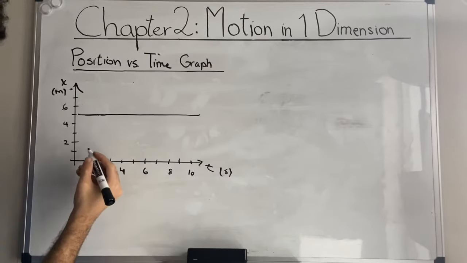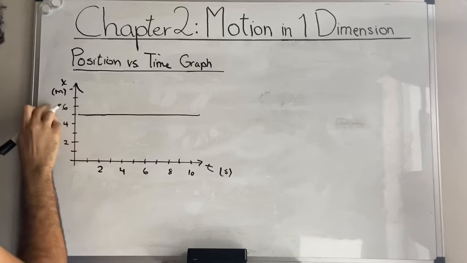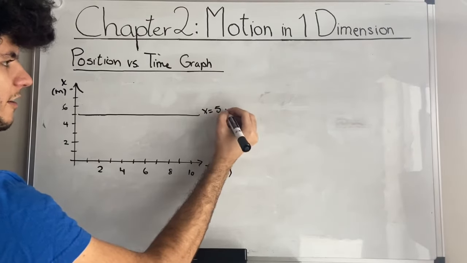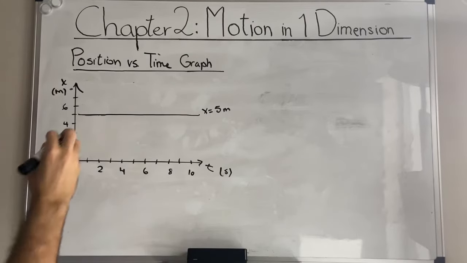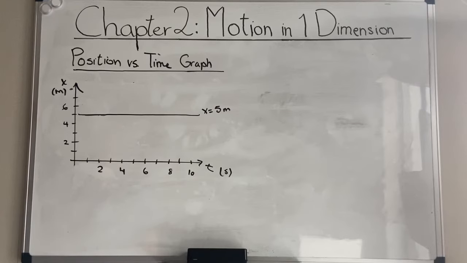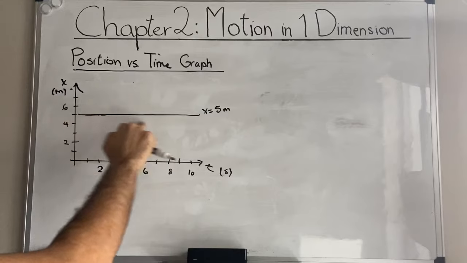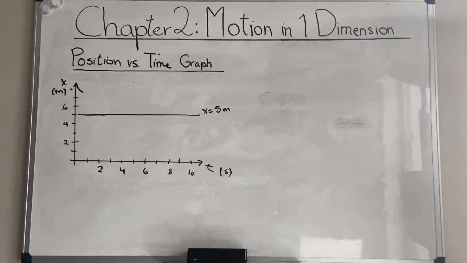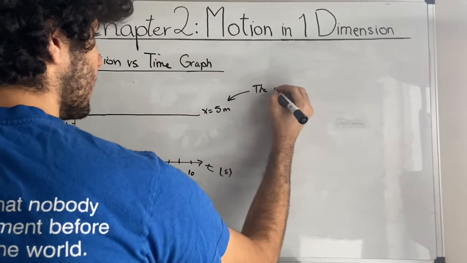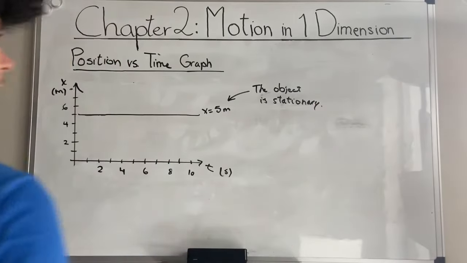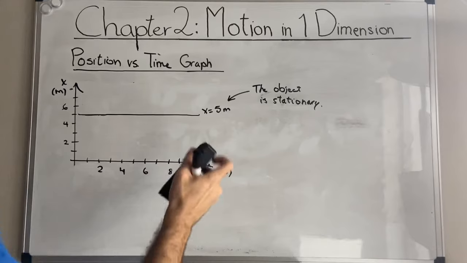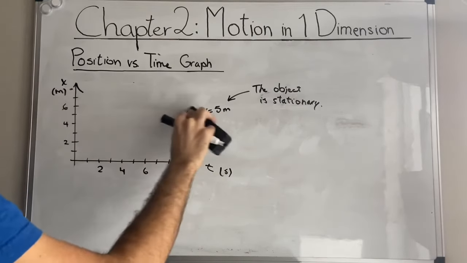So in this situation, its position is x equals 5. Let me write that over here. X is equal to 5 meters. And the thing is that it's always x equals 5. What this means is, say this is a car, it is stationary, it's not moving, it's at x equals 5 permanently. It's not going to move. As you see, with time, nothing changes. So basically, it's a car that's just in a parking lot, not moving, nothing to see here. So a way that we can say that is the object is stationary, right?